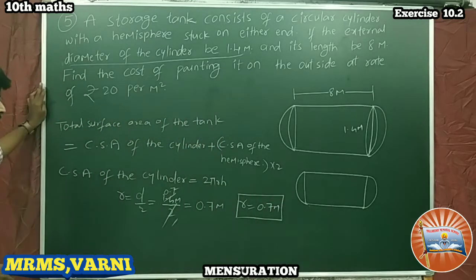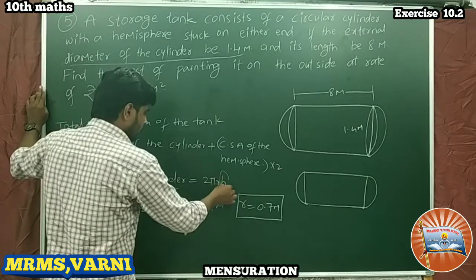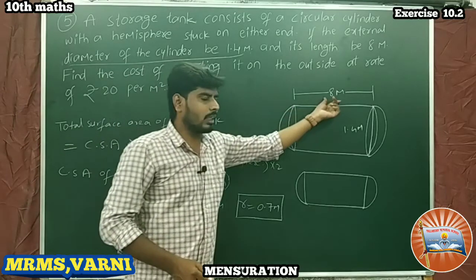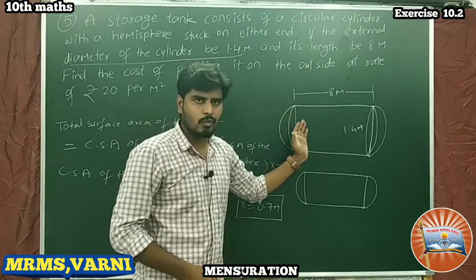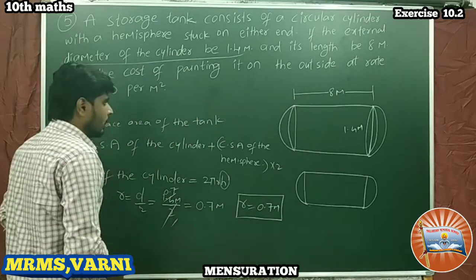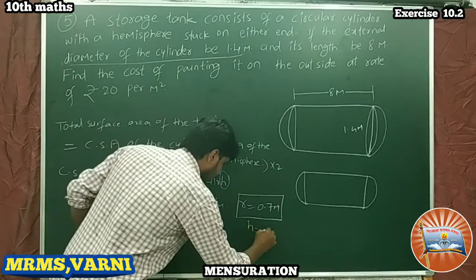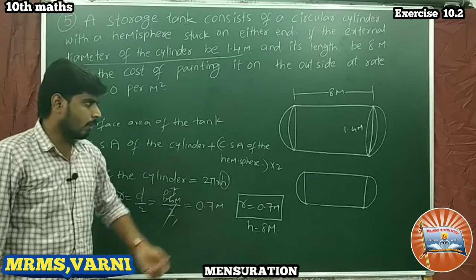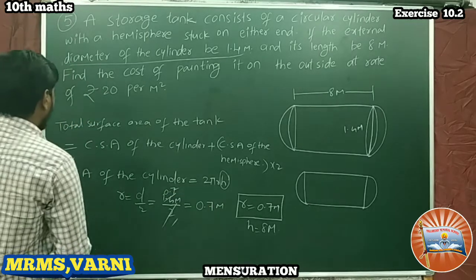Next, length. Here this H is nothing but height, considered as length here, because the tank is in horizontal form. That is why we are taking this length as height here. So H is nothing but 8 meters. Now we can substitute these values in the given formula and we'll get the CSA of the required cylinder.